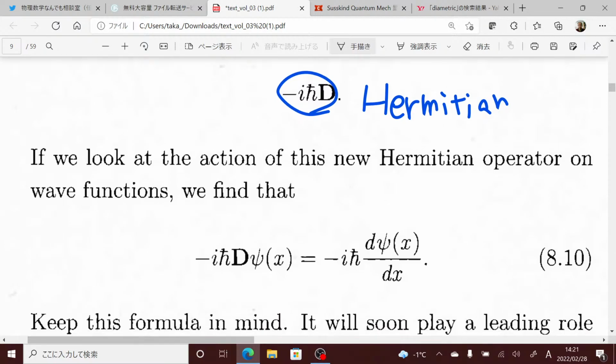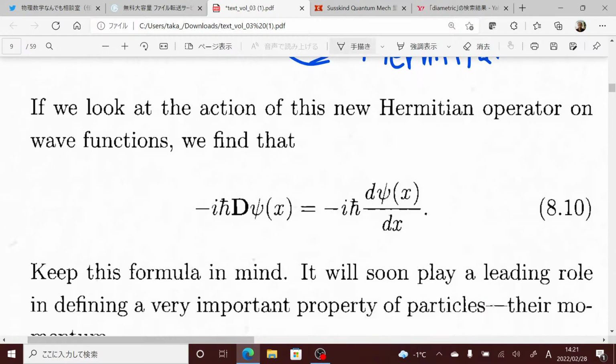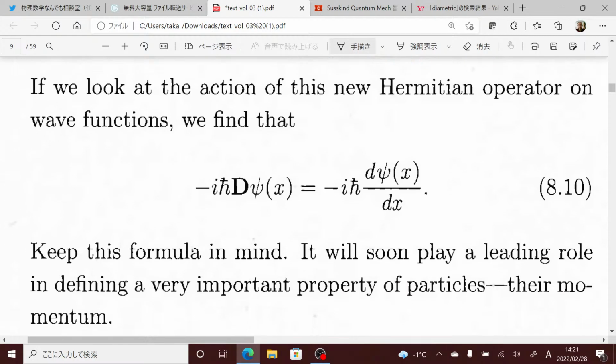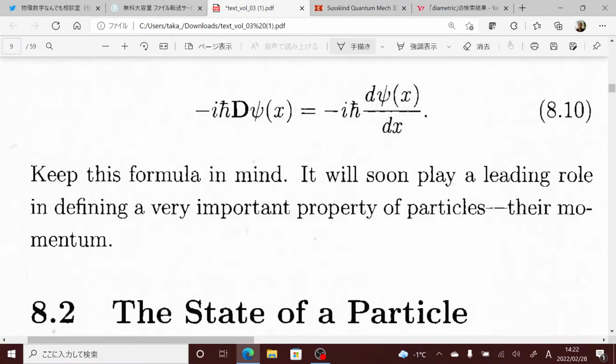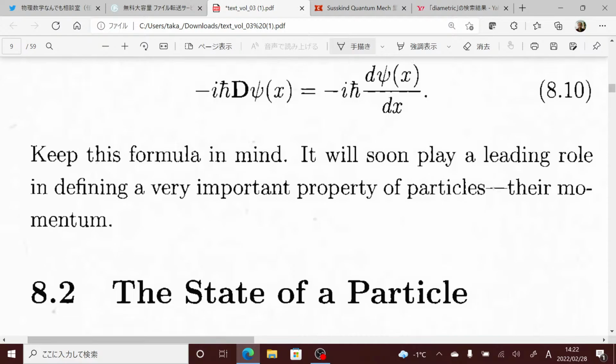If we look at the action of this new Hermitian operator on a wave function, we find that minus i h bar d psi of x equals minus i h bar d psi of x over dx. Keep this formula in mind. It will soon play a leading role in defining a very important property of particles, their momentum.